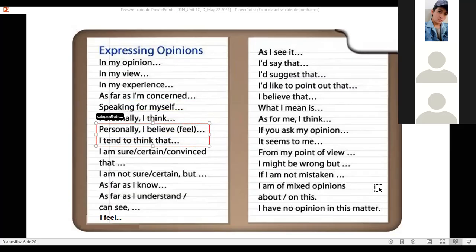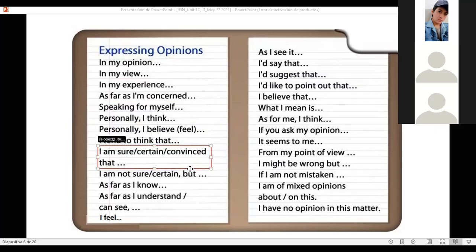Let's move to the next two. Angie, can you help me reading these two, please? Personally, I believe, I tend to think that. In the first one we have, personally I believe or I feel, personalmente yo creo o yo siento que. Y la segunda, I tend to think that. Yo tiendo a pensar que. Let's move to the next one.